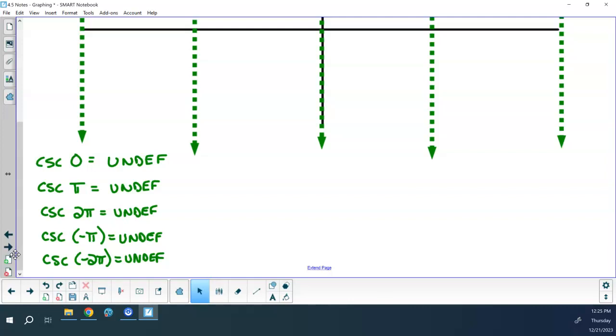What's another good, easy to find cosecant value? Let's hold that one, because there's an even easier one first. There's actually two. One is easier than two. So where is the cosecant equal to 1? Pi over 2? Where else?